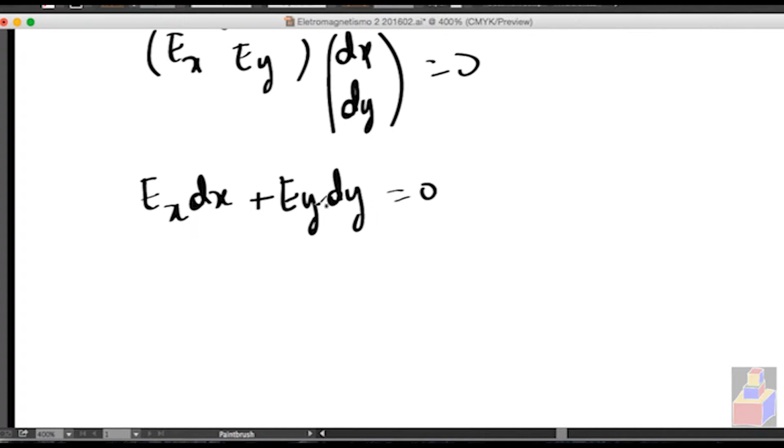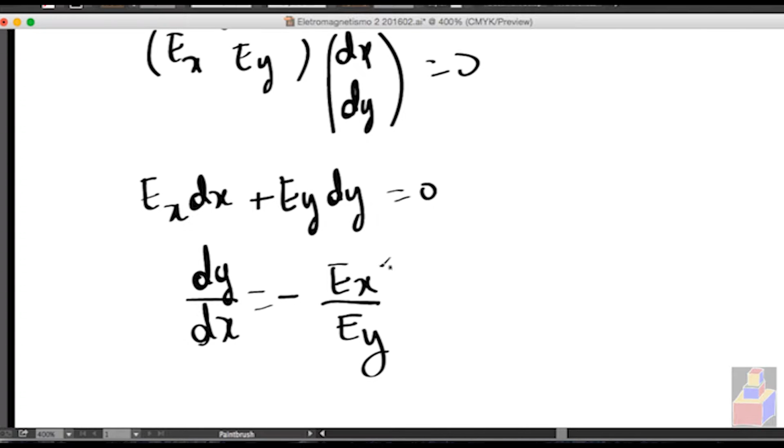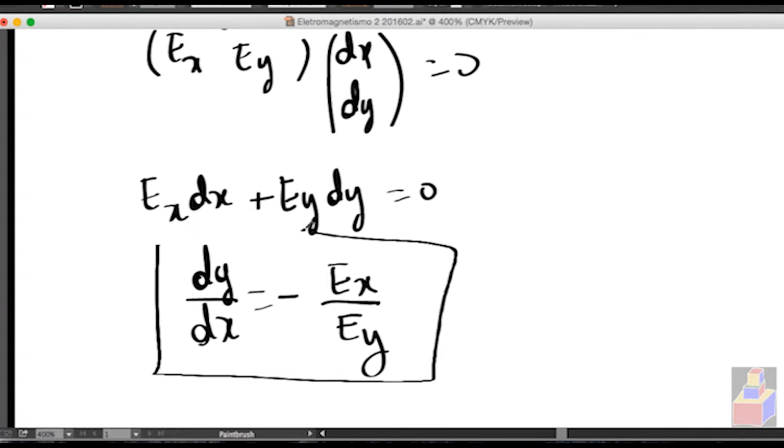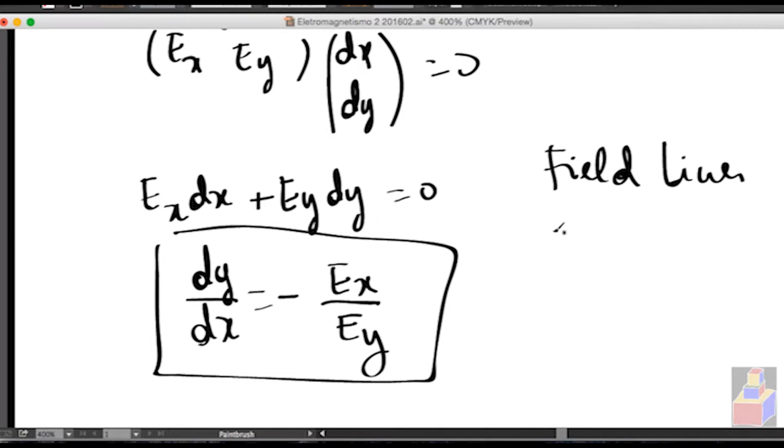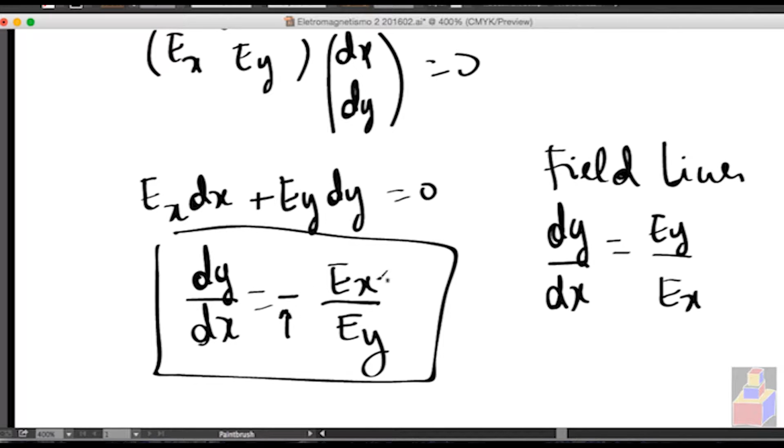So you have a differential equation, which is dy/dx equals minus Ex divided by Ey, right? So notice that this is a very simple equation. As before, for the field lines, the equation was slightly different. We had dy/dx in direct proportion to Ey over Ex, right? So there's a change here. The sign has changed and the ratio has been inverted, right?